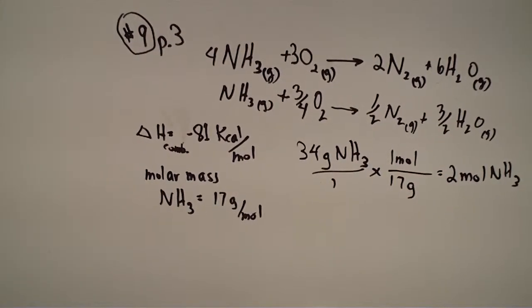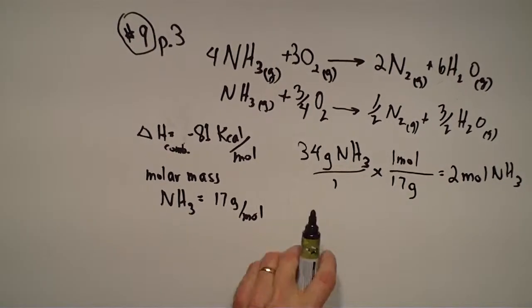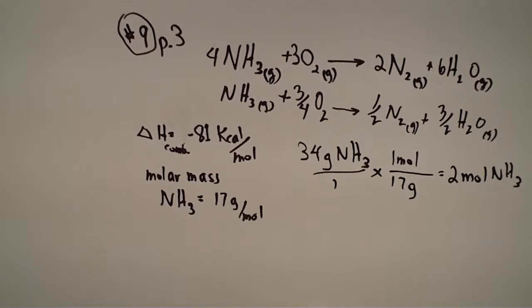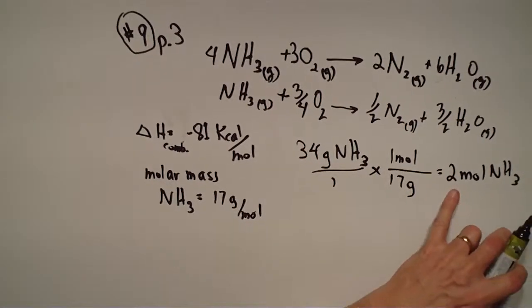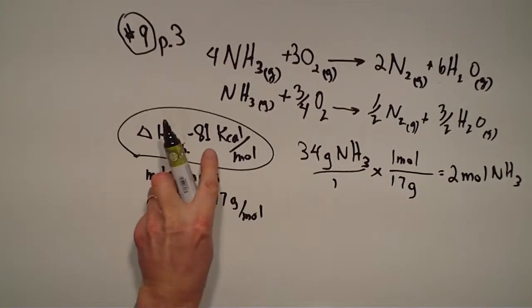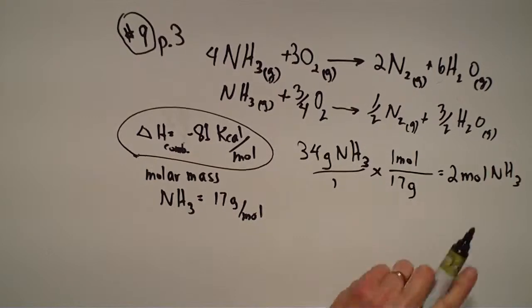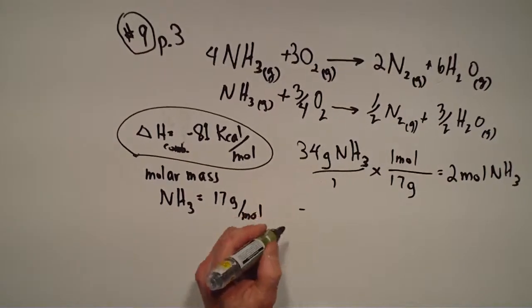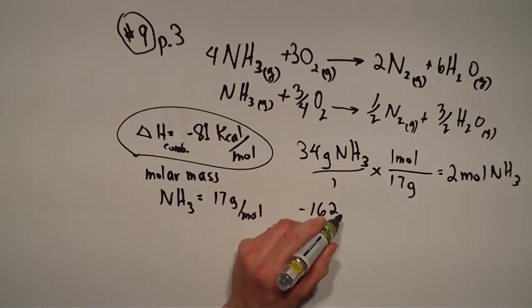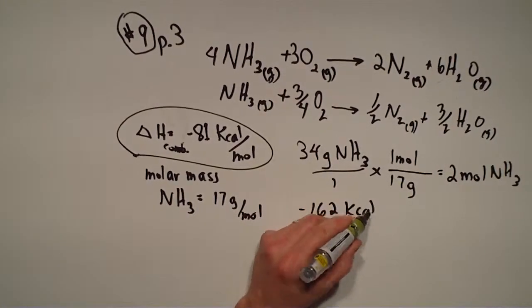Now on the AP exam, they don't let you use calculators for this type of problem, so no doubt they'll give you fairly round numbers or numbers that you can work with rather easily. So now if it's 2 moles of NH3, we go ahead and apply that to this amount. This is for 1 mole. So for 2 moles, it's going to have to be double that, or negative 162 kilocalories.